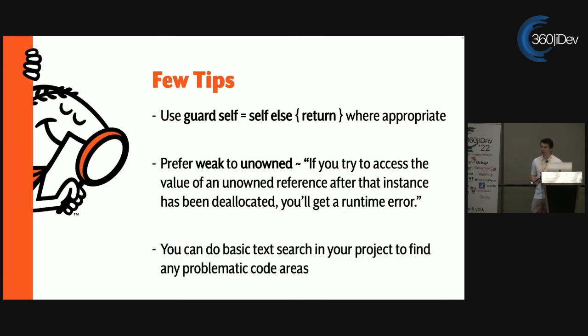And then the last thing is you can do a basic text search in your project to find any problematic code. So what I did in our project was a search for protocols and make sure that they all conform to AnyObject, and also go through and try to find any delegates that weren't weak. You can also do that with closures, like try to see if the closures have any strong references to self or referencing the objects which they're defined on.